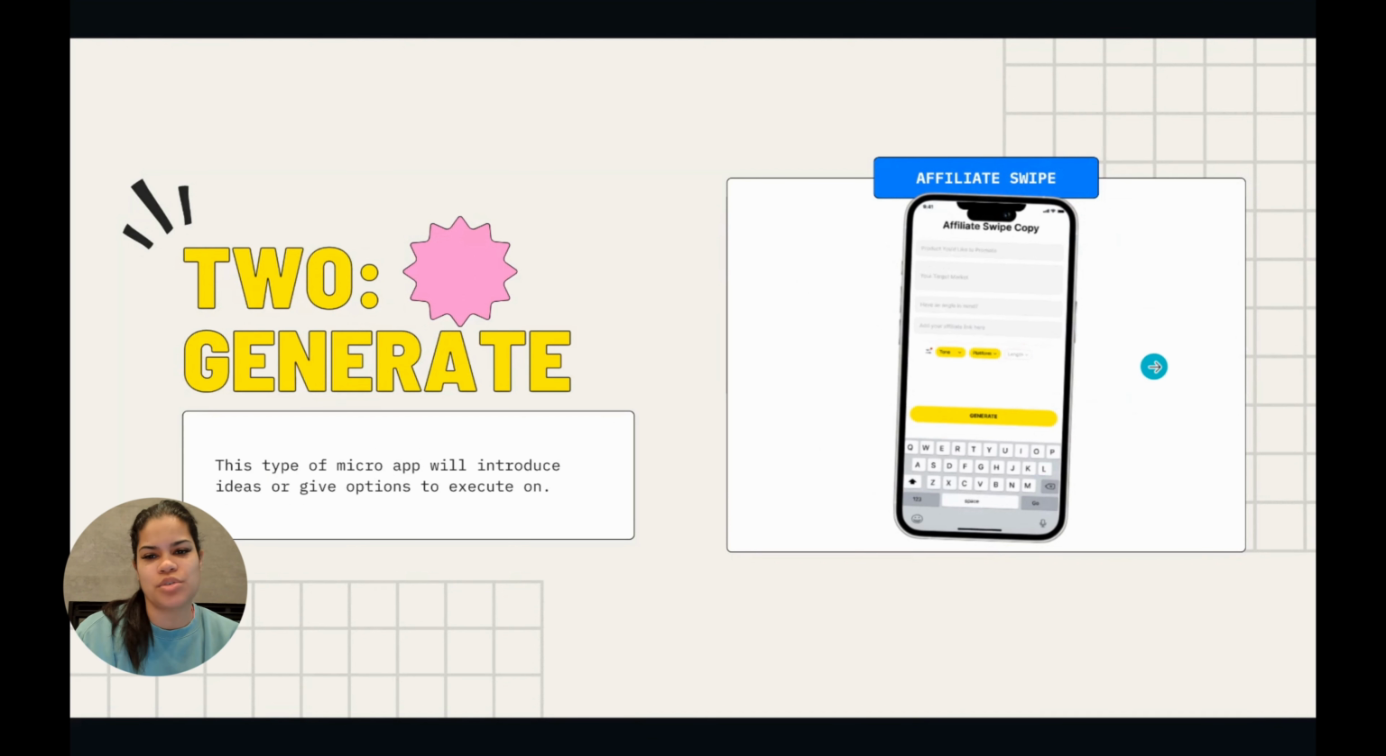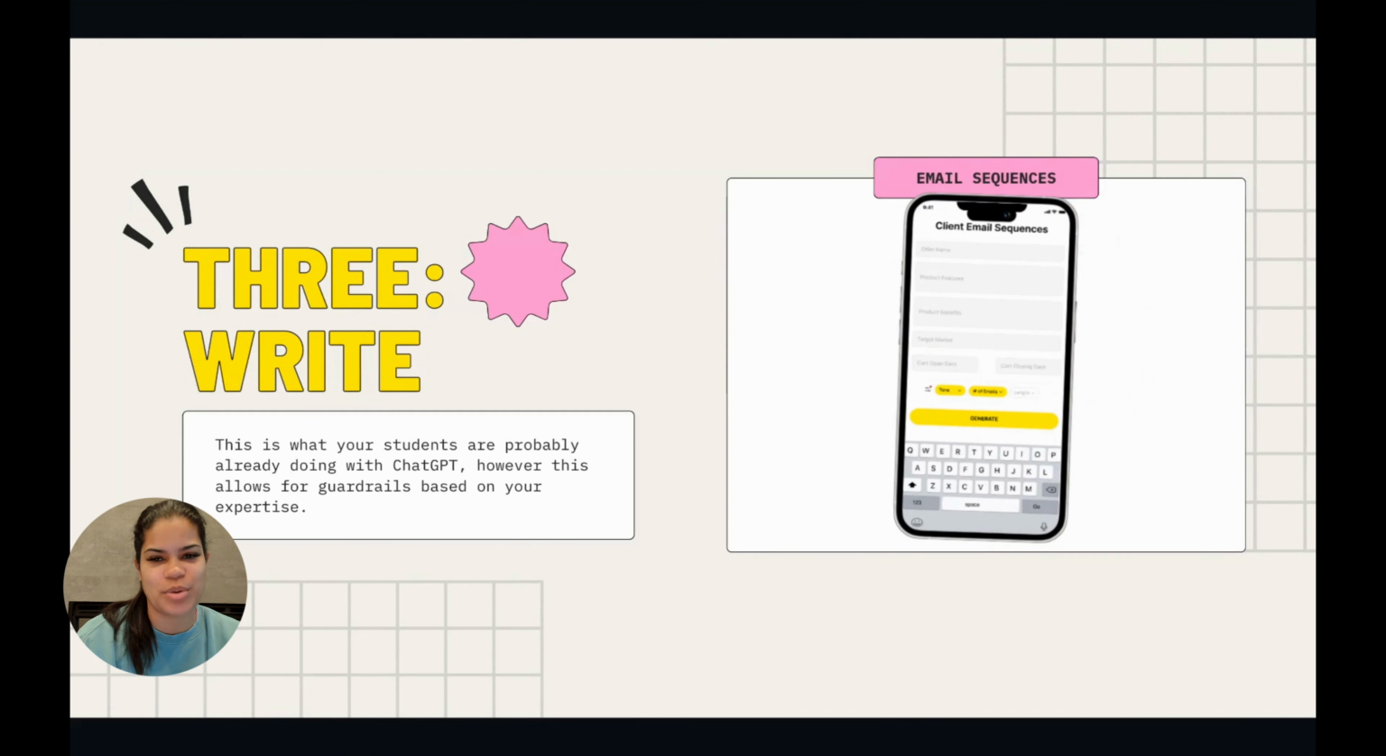So, this is something I think is cool, again, from an affiliate program perspective, but also you can generate headlines, you can generate all of the typical things that you see people using prompts for with ChatGPT. You can also do that inside of a micro app, which is pretty cool.